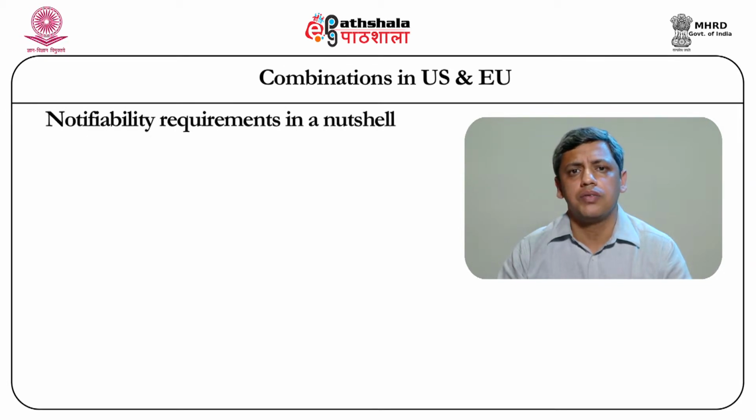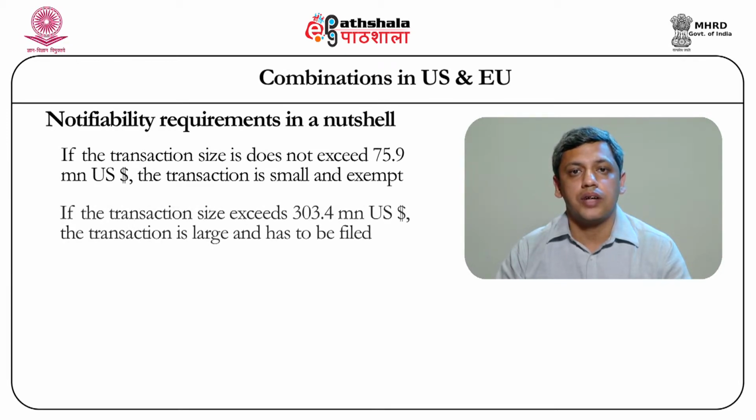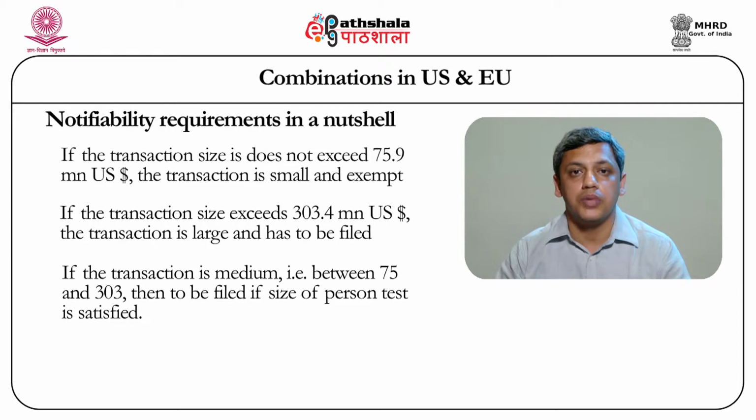Let us discuss the notifiability requirements again. If the transaction size does not exceed 75.9 million US dollars, the transaction is regarded as small and it is exempt. If the transaction size exceeds 303.4 million US dollars, the transaction is considered as large and it has to be filed. If the transaction is medium, that is, it is in the range of 75 million US dollars and 303 million US dollars, then it is to be filed only if the size of person test is also met.